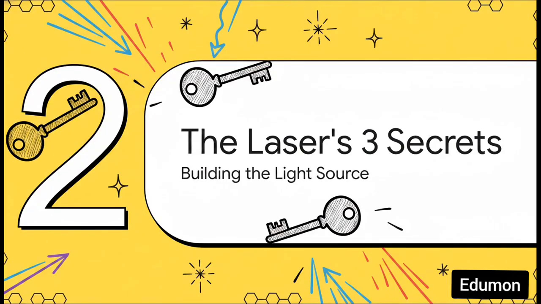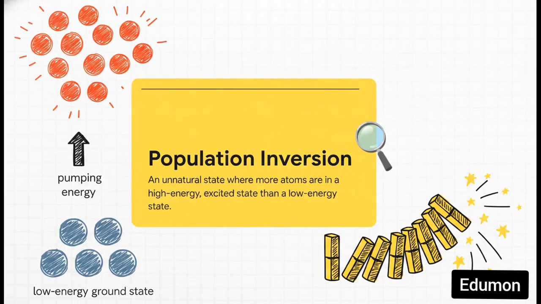So knowing what stimulated emission is, that's one thing. But how do we actually build a working laser with it? Well, it really boils down to three key secrets, or you could call them ingredients, that we need to get just right. And the very first secret is creating this really weird, totally unnatural situation called population inversion.